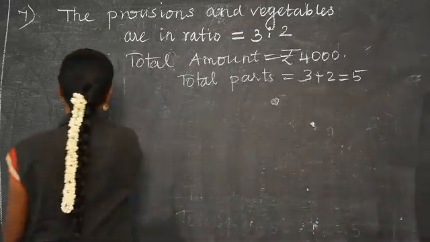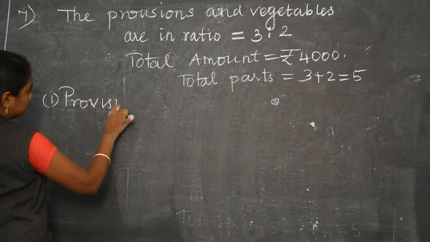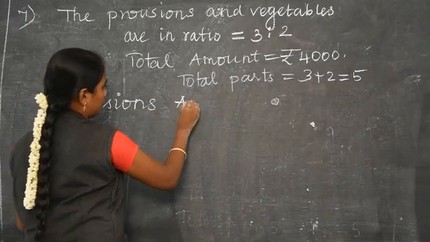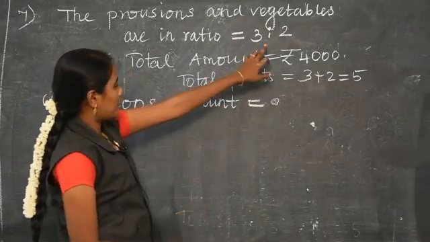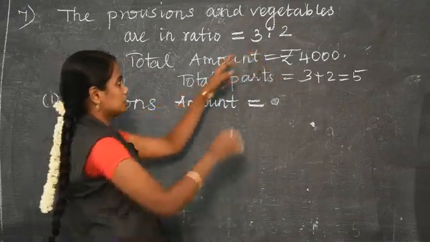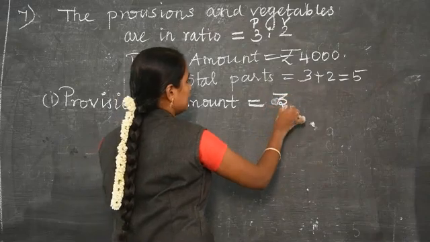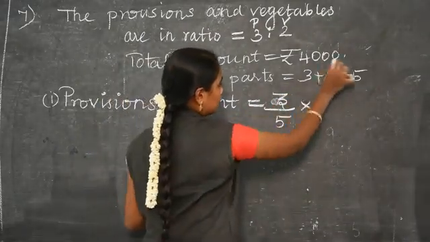The first option is provisions. Listen, provisions amount only we are going to find out. Provisions parts is 3. Okay, this is for provisions, this is for vegetables. 3. Total parts are 5. Total amount is 4,000.